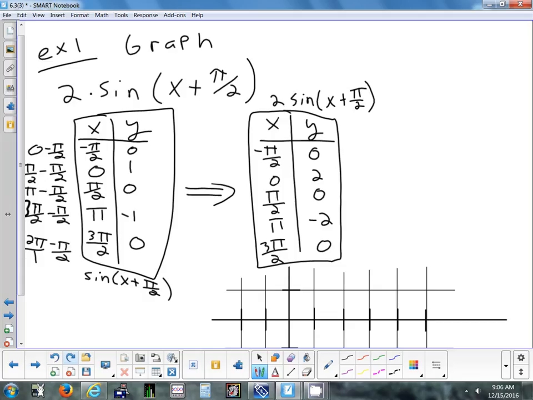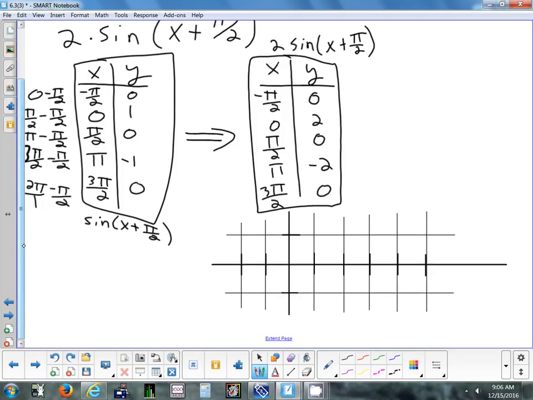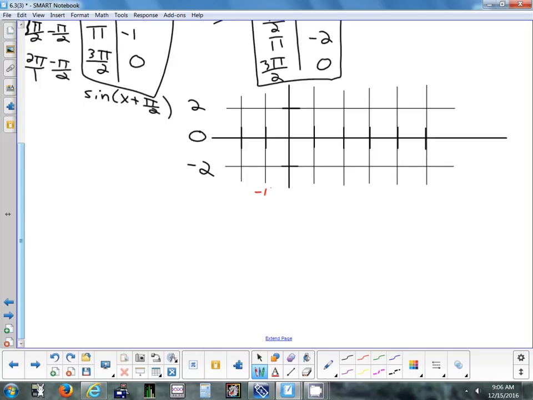Okay, so now we graph it. Look at my grid. Highest and lowest I need to go for the y-axis is 2 and negative 2. For my x's, I'm just going to space everything equally. So I've got negative pi over 2, 0, pi over 2, pi, 3 pi over 2.